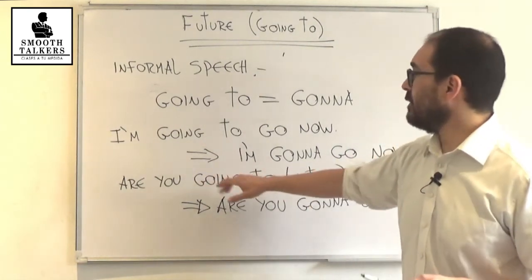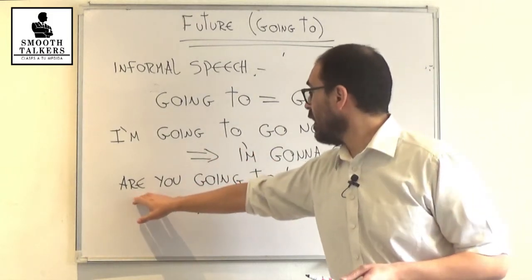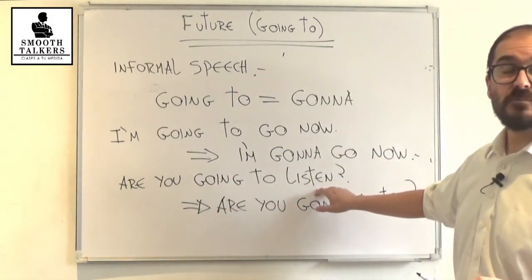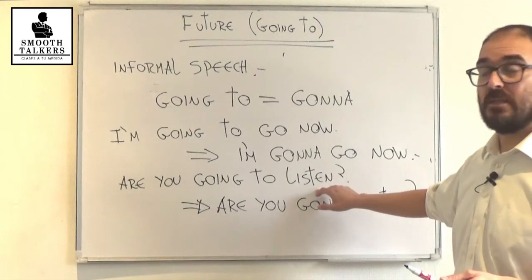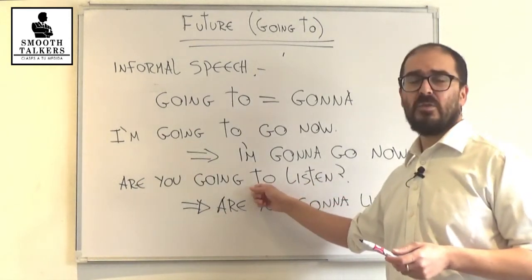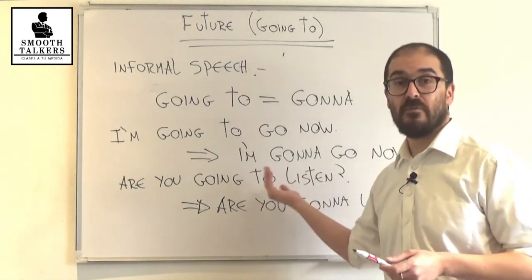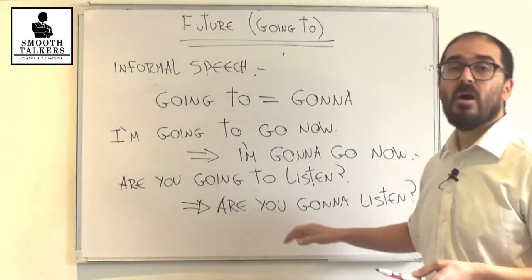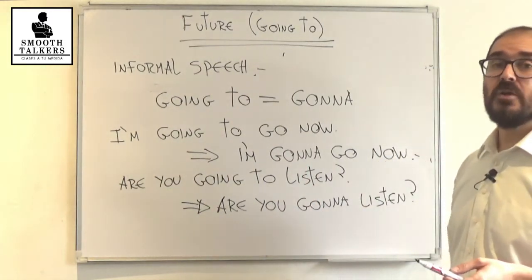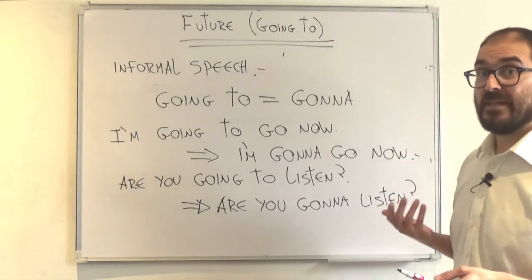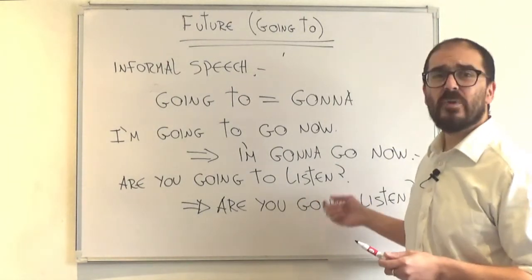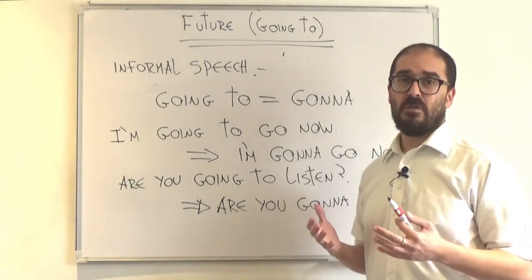So, same thing here with the next example. Are you going to listen? Are you going to listen? When we remove the T, which is kind of a natural stop in the phrase, it's very simple to say, are you gonna listen? Are you going to listen? So you can actually speak faster. Now, this is not recommended in formal conversation.